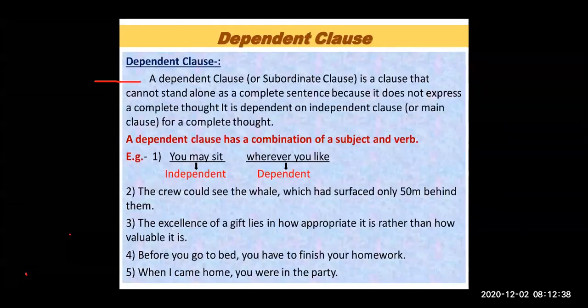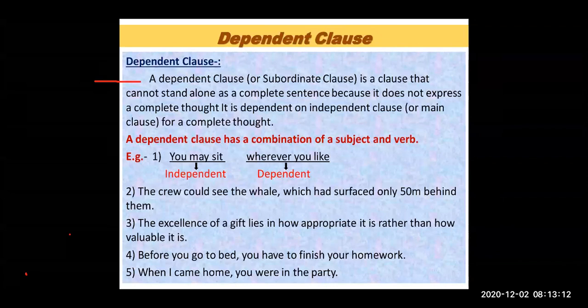A dependent clause or subordinate clause is a clause that cannot stand alone as a complete sentence. Why can it not stand alone? Because it does not express a complete thought, meaning. It is dependent on which clause? Independent clause or main clause for a complete thought. A dependent clause has a combination of a subject and verb. A dependent clause also has a combination of subject and a verb.